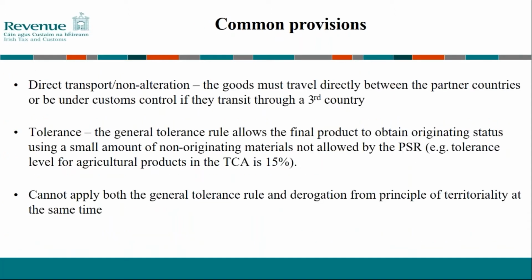So just in terms of more of those common provisions, direct transport means the goods must either travel directly between partner countries or under a customs transit procedure through a non-partner country. So again, from GB to IE, it's usually direct transport, so that would apply. And then there are tolerance levels. The general tolerance rule allows for final products to obtain originating status using a small amount of non-originating materials. So that, with the PSR being the product-specific rule, the tolerance level for agricultural products under the EU-UK Trade and Cooperation Agreement is 15%. And again, just a reminder, you can't apply both the general tolerance rule and the derogation from territoriality at the same time, and obviously that doesn't apply for the EU TCA.